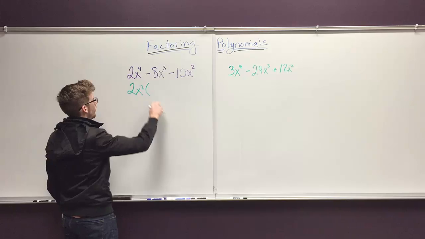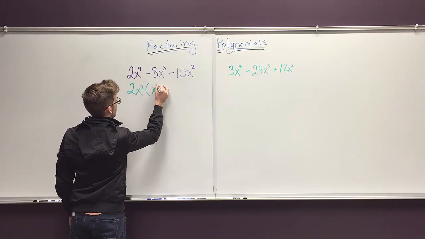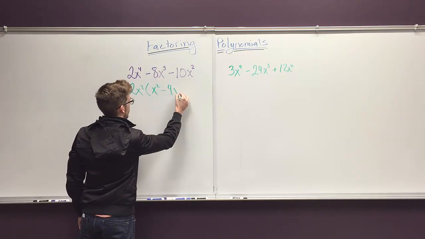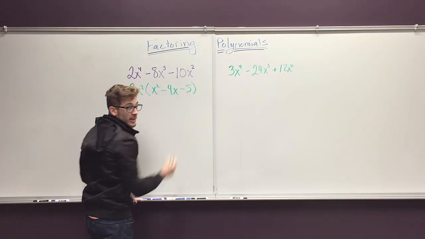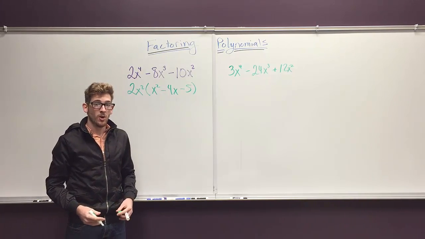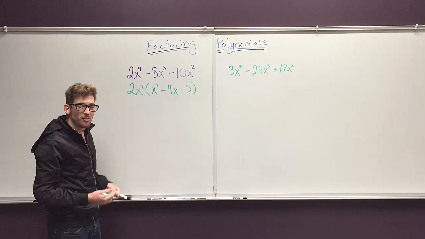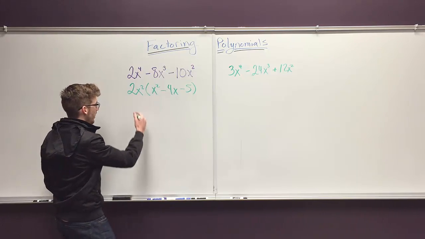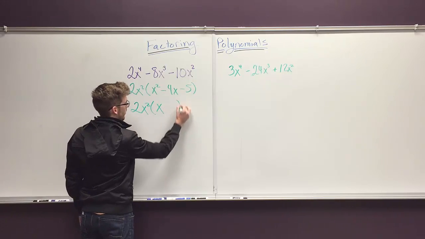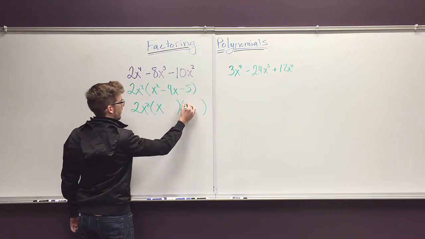What are we left with? Well, in this case, we're just left with x squared. We've got to keep the negative sign, so minus 4x and minus 5. Now, from here, it's up to you whether you want to do the AC method, the box method, or the guess and check method. I don't want to go into detail about that, but I'm just going to bring this down, and then I'm going to use the guess and check method because that's the method I like.